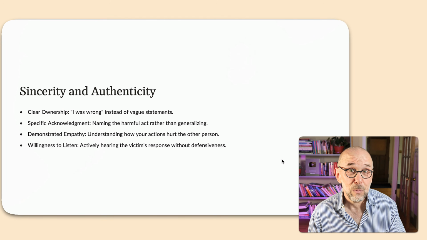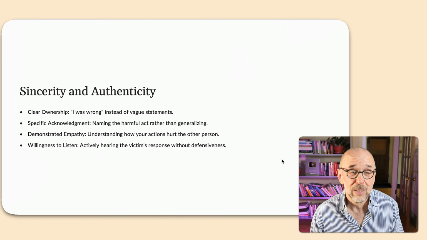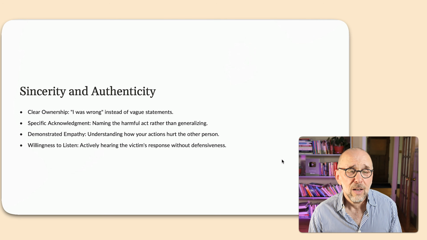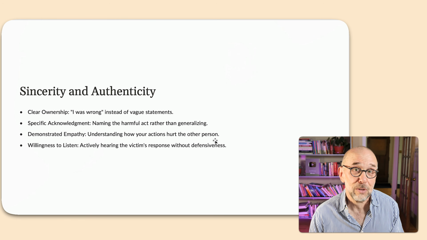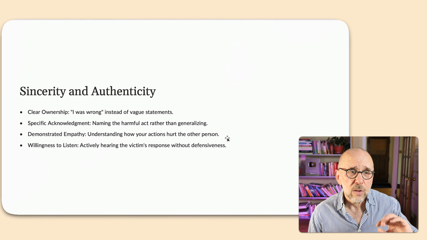But just saying "I was wrong for doing X" is the best way to do it, to take clear, unambiguous ownership without any hedging or beating around the bush or minimizing. Name the harmful act rather than generalizing. "I'm sorry for doing that bad thing." No, you have to say exactly what you did. And then you have to show some empathy.